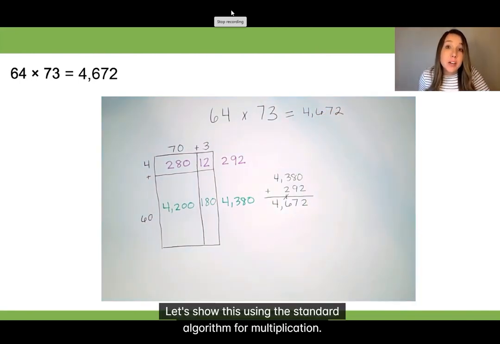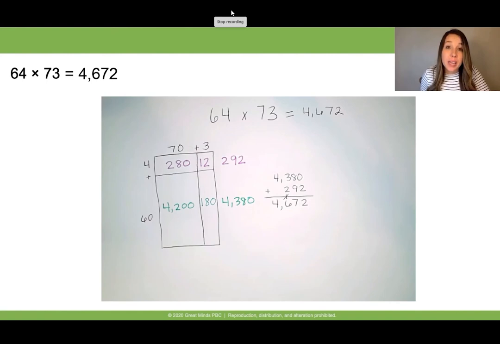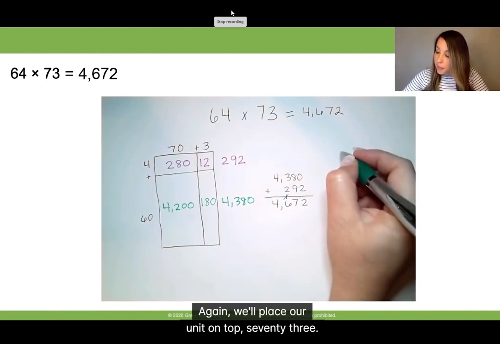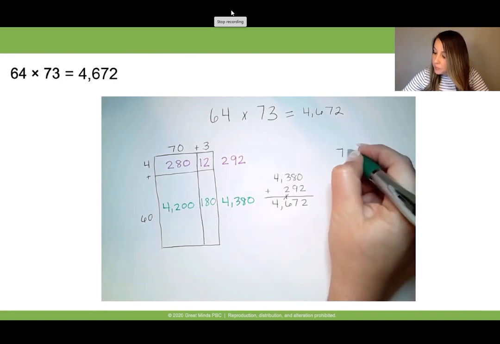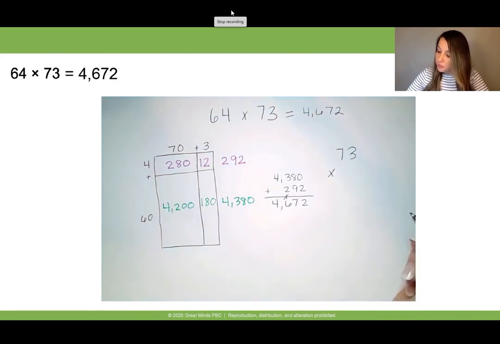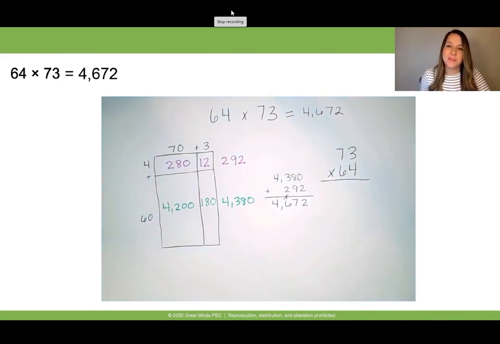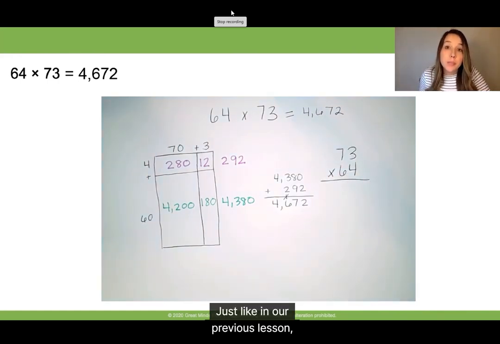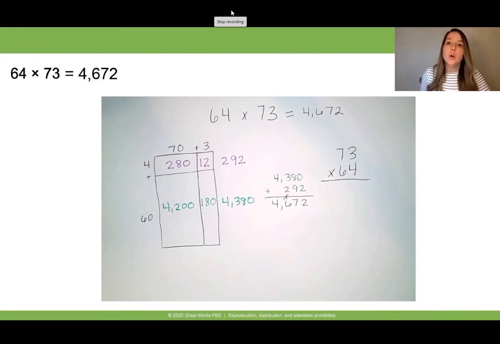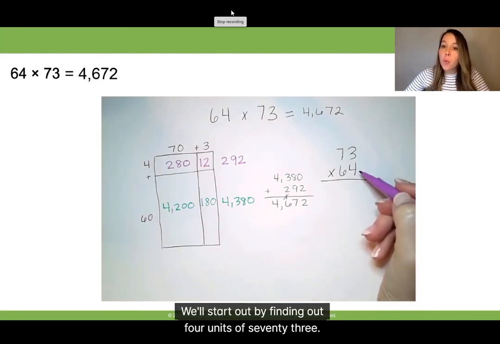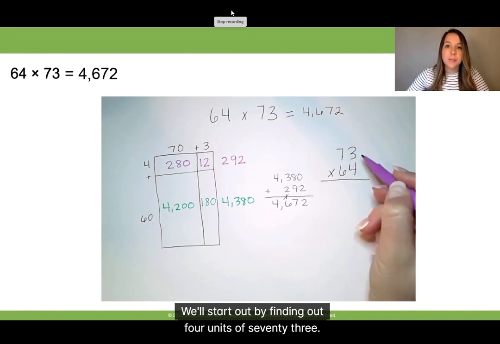Let's show this using the standard algorithm for multiplication. Again, we'll place our unit on top, 73. Just like in our previous lesson, I'll say it in unit form. I'd like you to answer in unit form, and then together we'll write it in standard form. We'll start out by finding 4 units of 73.